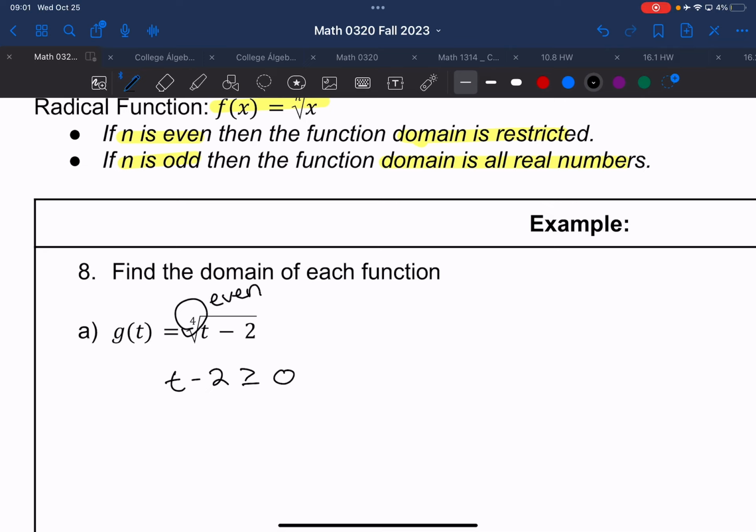So then we just solve for t. So what are we going to do with that negative 2? Yep, add. Does that change the inequality? Nope, so we have t is greater than or equal to 2. That's our answer. Because here we're just finding the domain.